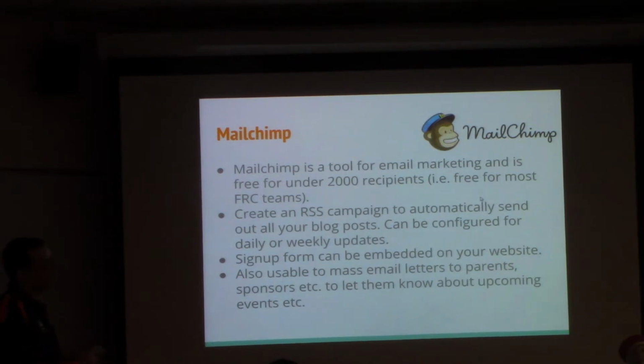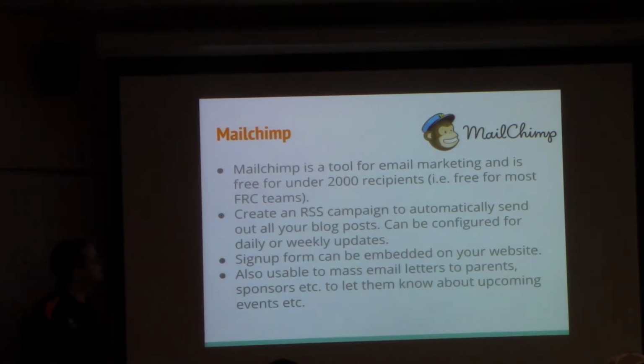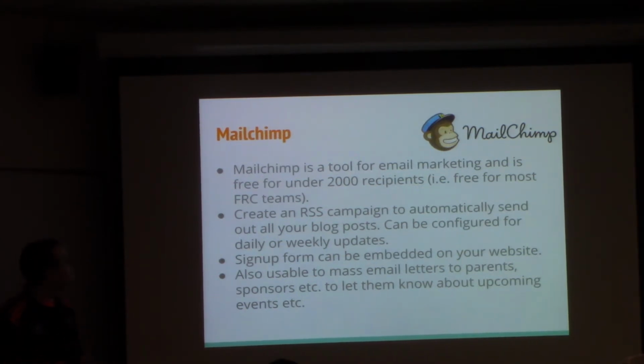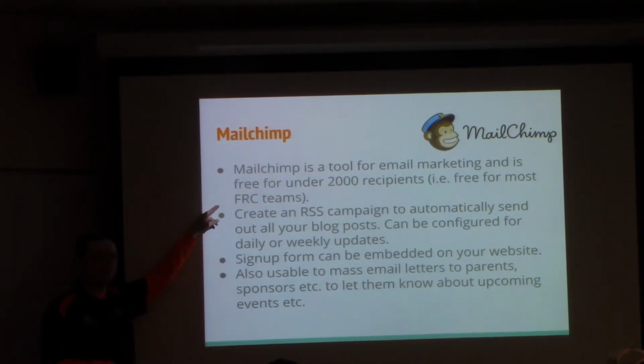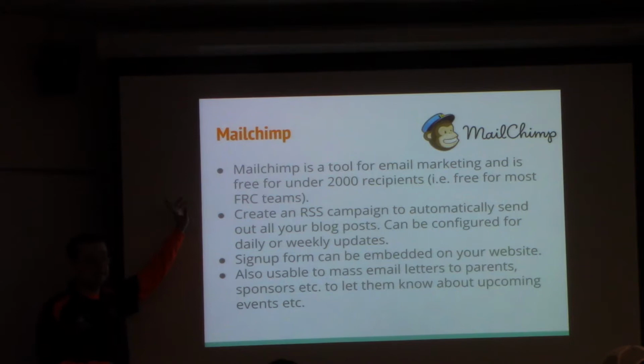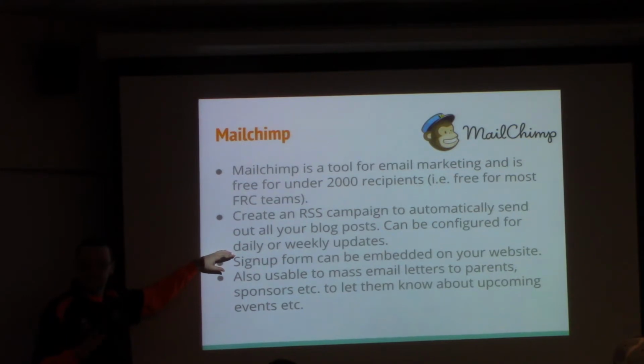MailChimp is a tool we use for email marketing. We actually have a newsletter that will email out our blog automatically to people who are subscribed to it. Again, it uses RSS feeds, so it's going to rely on your blog having one of those. It's free for under 2,000 recipients, which, in other words, means most FRC teams can use this without paying a penny. You just create an RSS campaign to automatically send out the blog posts. You can tweak the layout of the email. They're nice, fancy-looking emails, too. They're not just plain text, so it looks really professional.